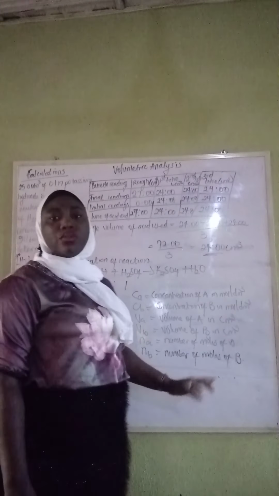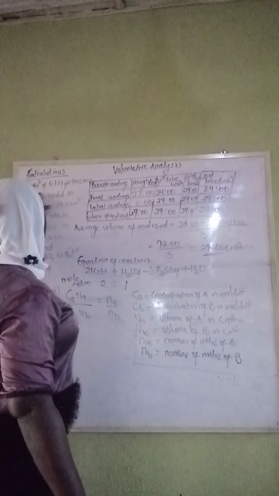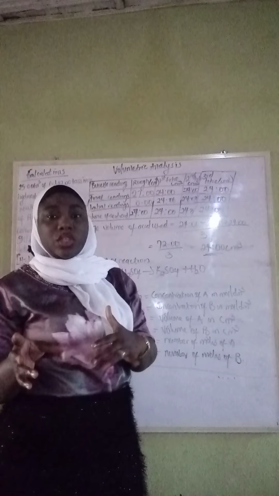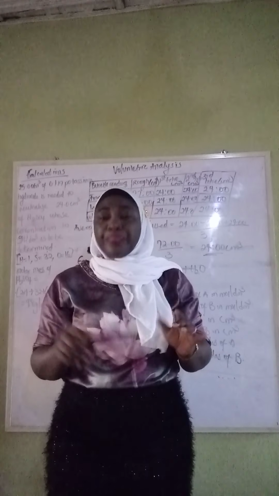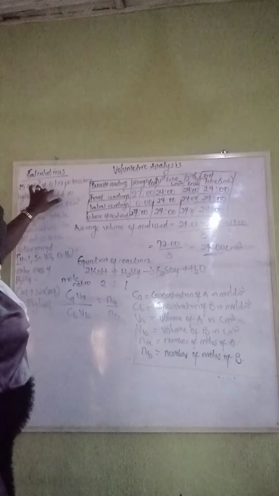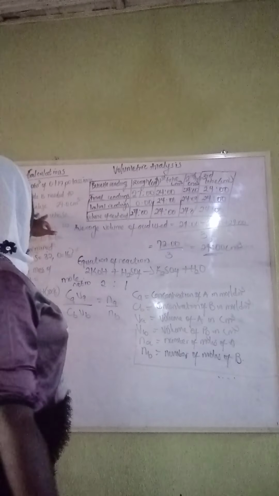Now look at this one. This is what we want to calculate using all those parameters. Now we're given 25 cm cube. This simply means we pipetted 25 cm cube of the base. Now 25 cm cube of 0.1 molar. Remember in our previous class I said your molar concentration can be written in capital letter M or mole per dm cube. Now you are given 25 cm cube of 0.1 molar potassium hydroxide needed to neutralize 24.